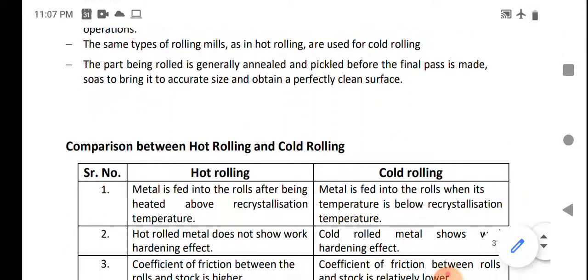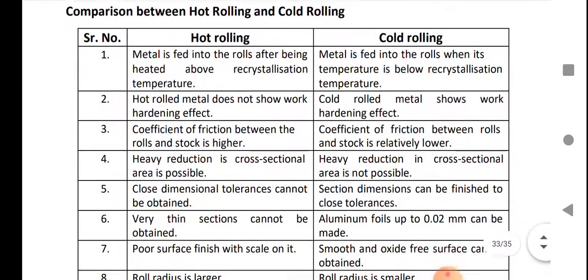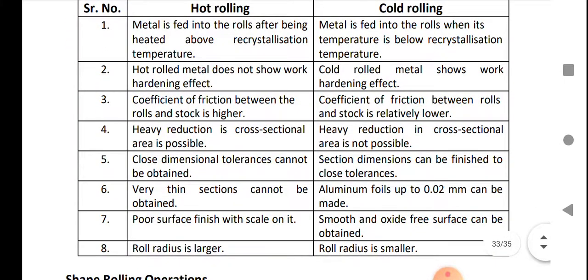The part being rolled is generally annealed and pickled before the final pass is made so as to bring it to accurate size and obtain a perfectly clean surface. Some comparison is given between hot rolling and cold rolling. In hot rolling, metal is fed into the roll after being heated above recrystallization temperature. In cold rolling, the temperature of the metal is below the recrystallization temperature.